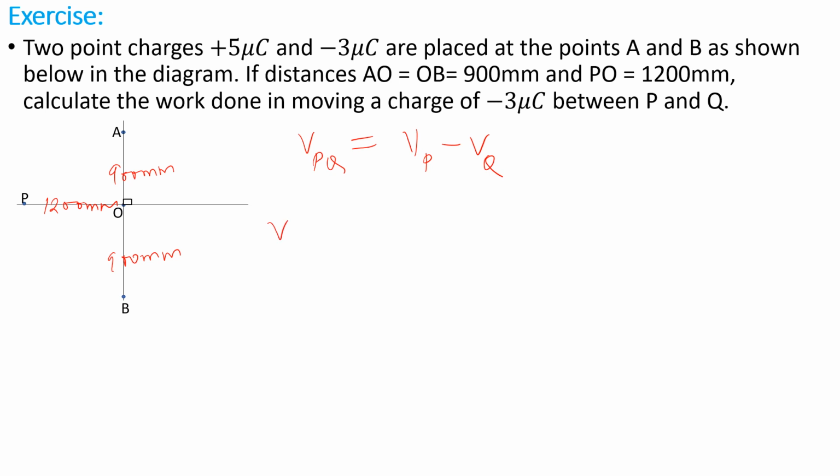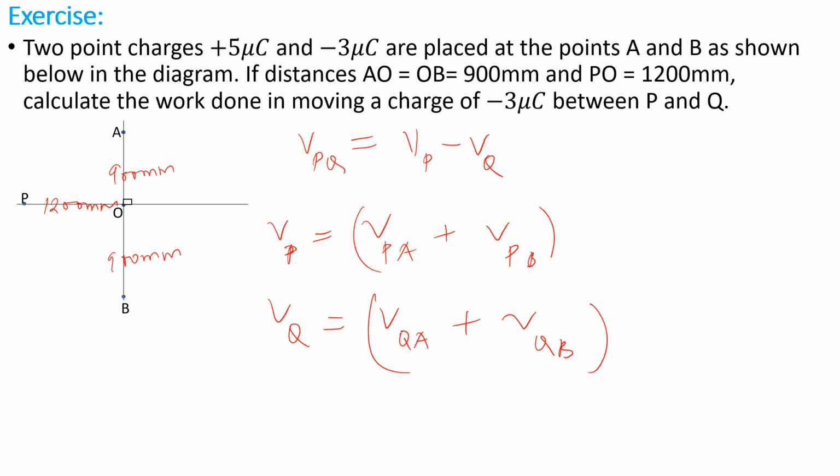So go ahead and find VP at first. V at P is due to the charge placed at A and the charge at B. So it's going to be V at P due to A plus V at P due to B. Go ahead and find VQ, which is going to be V at Q due to A plus V at Q due to B. Then after computing this and this, feed them in this equation here. Let's say that's equation 1. Go ahead and get the difference.